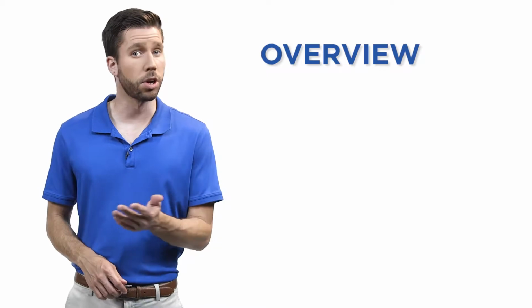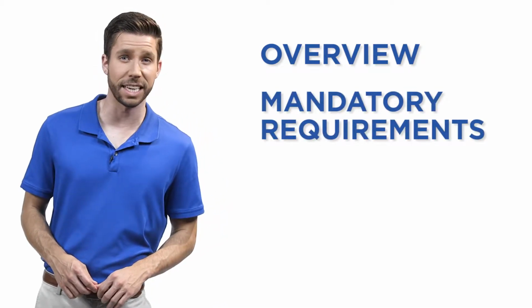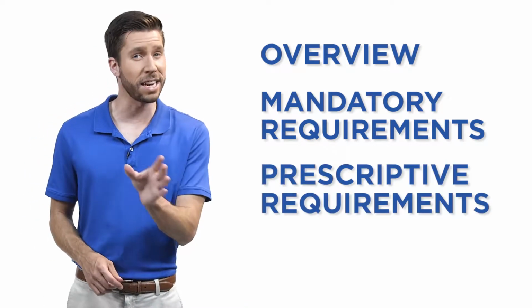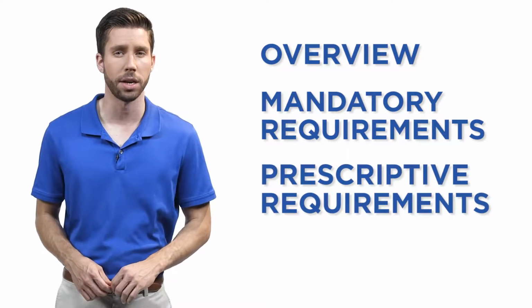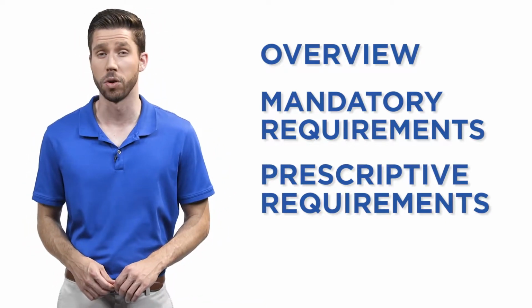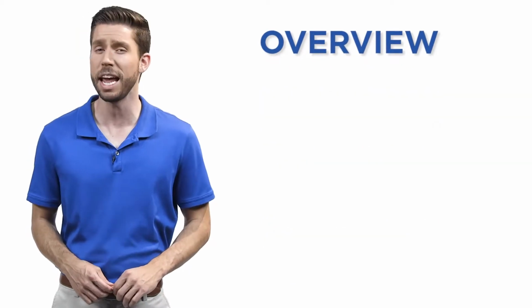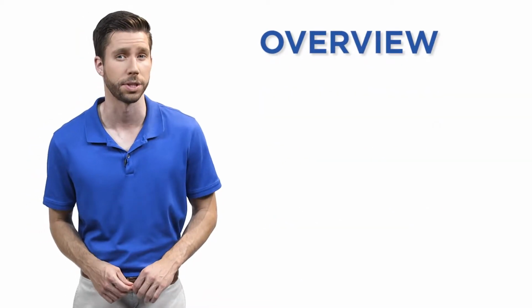In this module, we'll learn about time switch lighting controls, occupancy and vacancy sensing controls. We'll review when and where these controls are required, and also discuss prescriptive requirements related to these types of controls. Finally, we'll discuss the compliance process. Let's begin with an overview of shutoff controls.